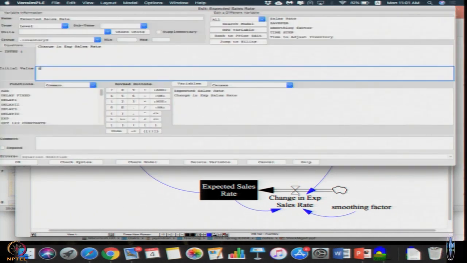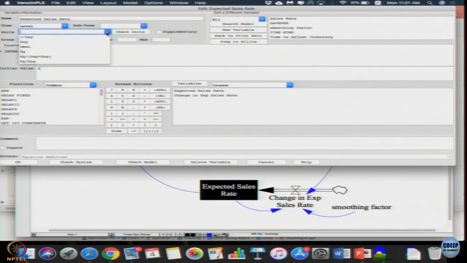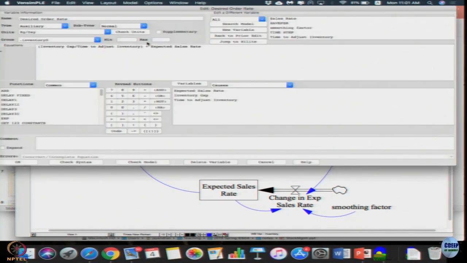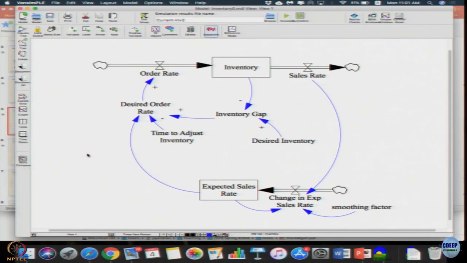Expected sales rate: initially sales is 0, so the expected sales initial value is 0. The units of that will be kg per day. But desired order rate continues to remain the same as expected sales rate plus the adjustment in the inventory. So that equation doesn't change, but you just have to open it and check it again.